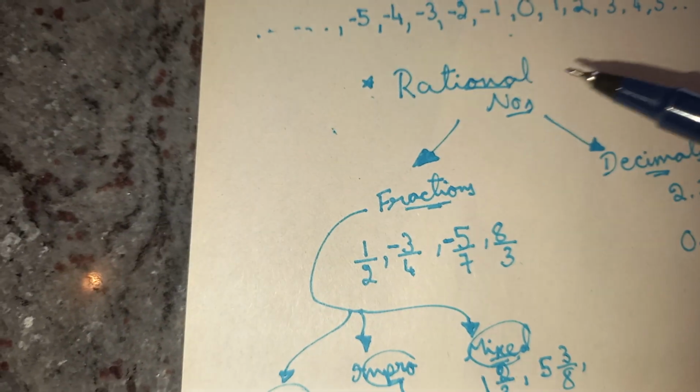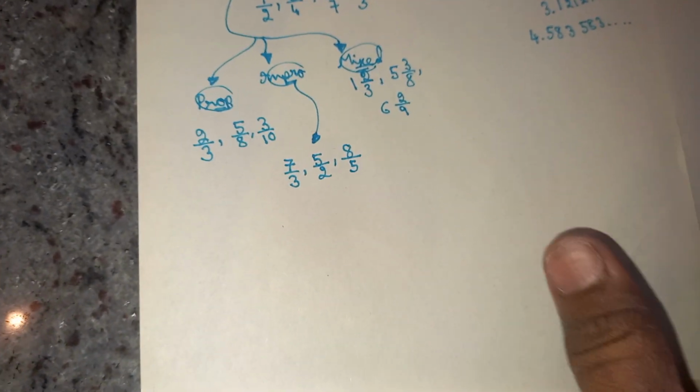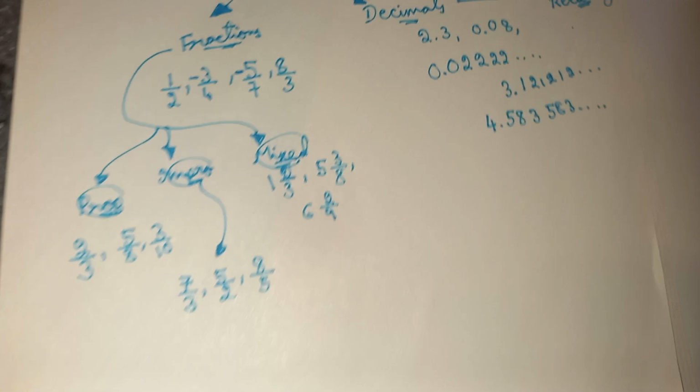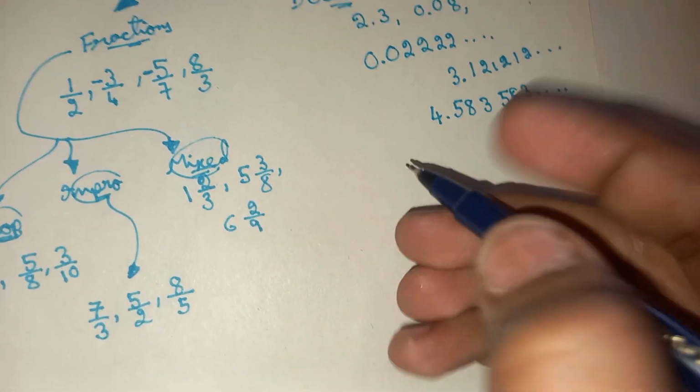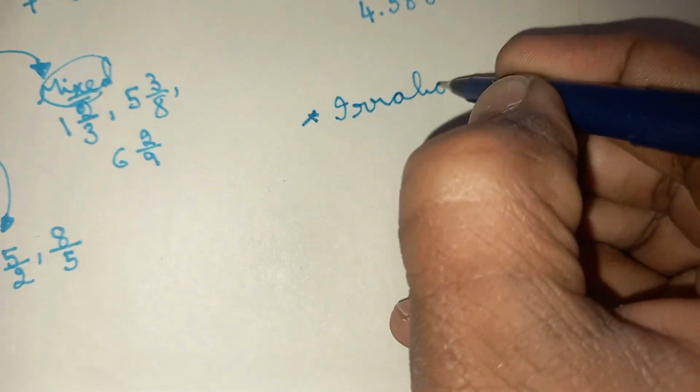These are all known as rational numbers. Then comes another type of numbers. They are known as irrational numbers.